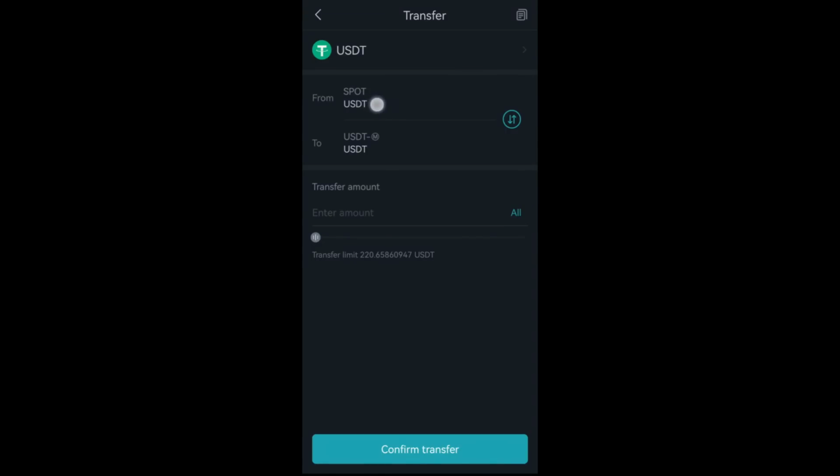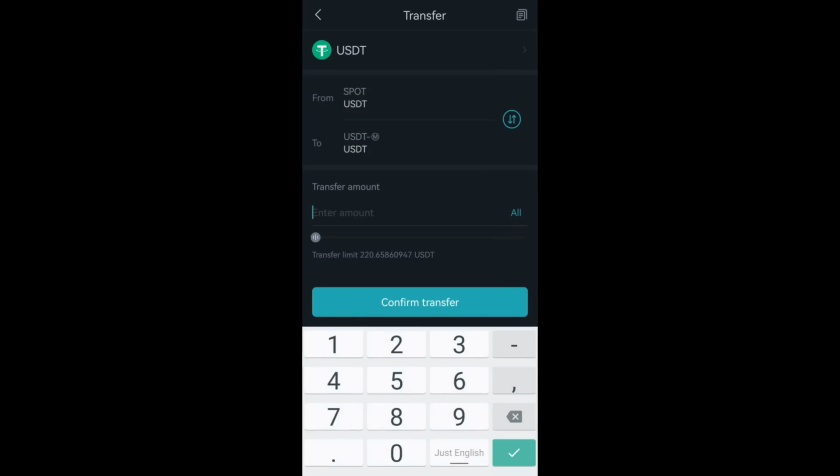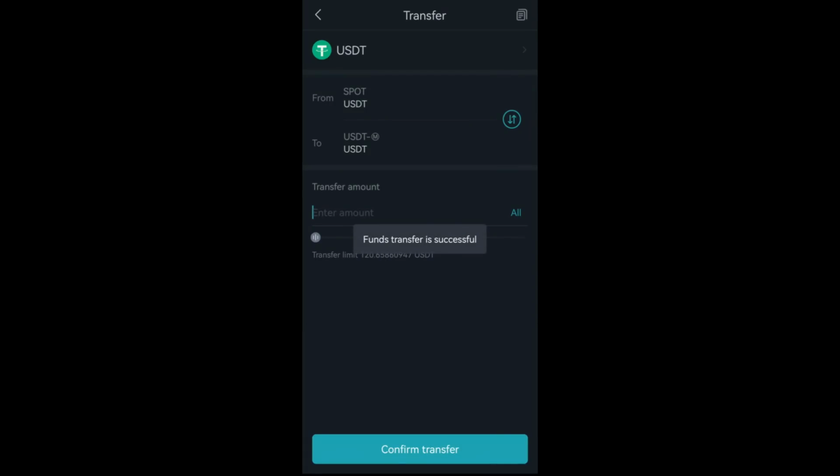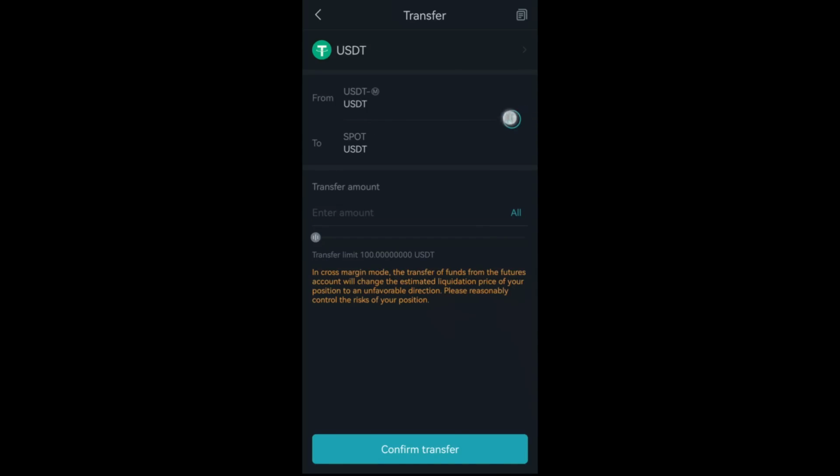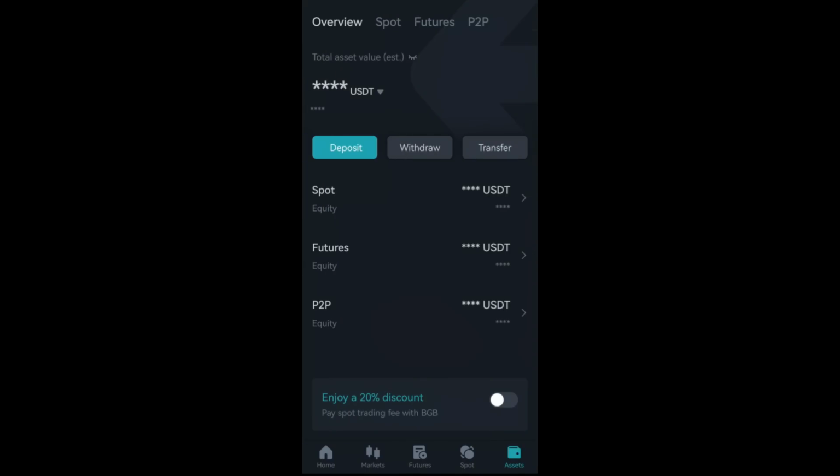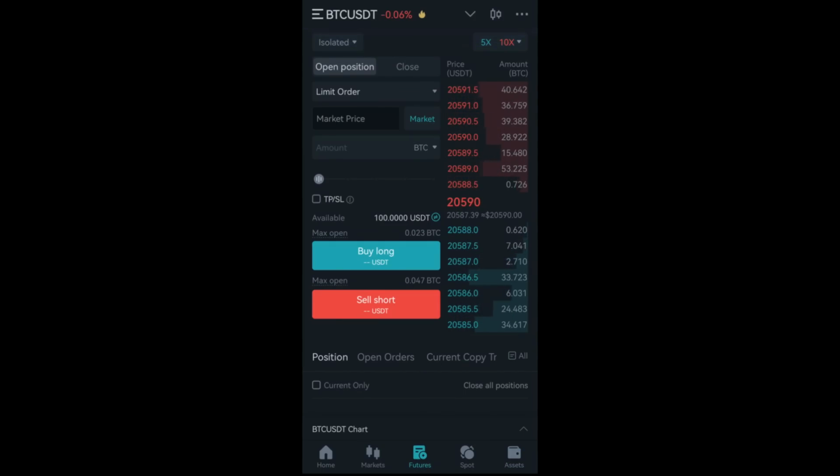The first one here is spot, and down below is futures. Here they have given From and To. Now I'll just enter 100 USDT and click on Transfer. And in case you want to move your funds from the futures wallet to the spot wallet, then click on this icon here. So here you can see that I have a 100 USDT balance in my futures wallet now.